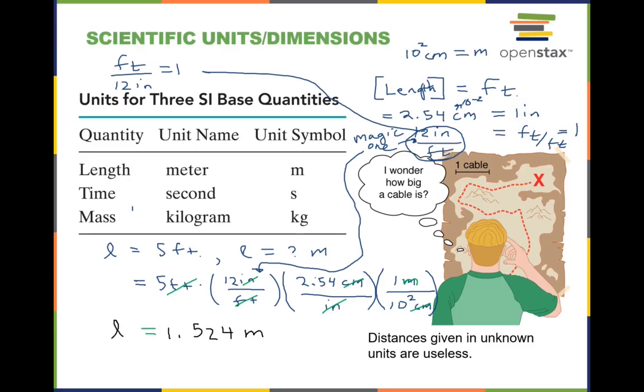And at the end of it all, we got L is equal to 1.524 meters when I plugged all this into my calculator. Now, something we could ask ourselves here is about sig figs. How many sig figs should I report in this?